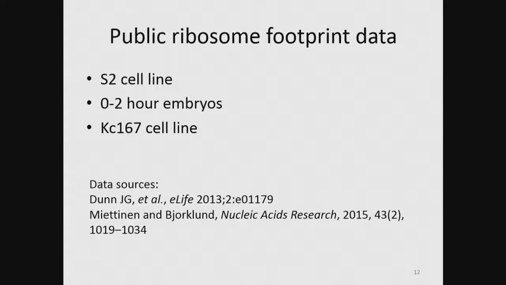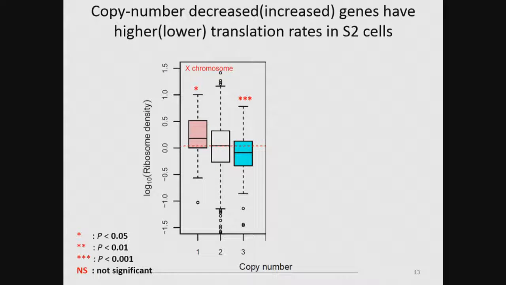So the public data we use is with the S2 cell line. In addition, we use another two samples, which are embryos and another cell line, as a control. So this is the box plot again. Here there are three groups.